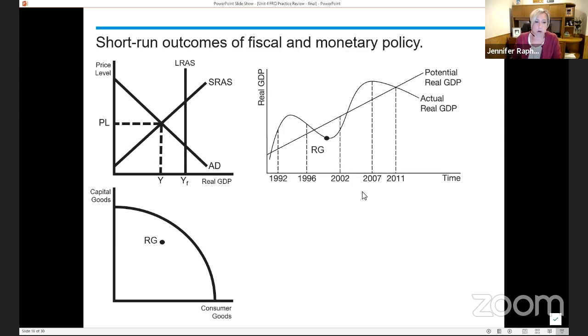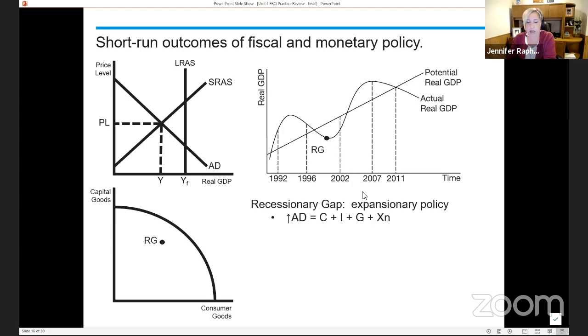You can also show it using a production possibilities model. So if the economy is operating at a point inside the nation's PPC, we know that they have unemployed resources. We know that actual output is less than potential output. So, 3 different ways of showing a recessionary gap. And the goal of stabilization policy would be to close the recessionary gap. And if we have a recessionary gap, we're going to be looking at expansionary policy.